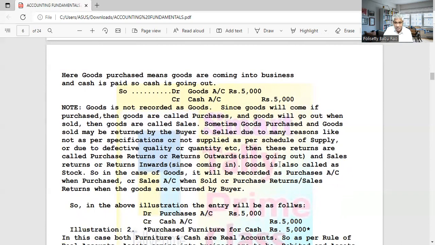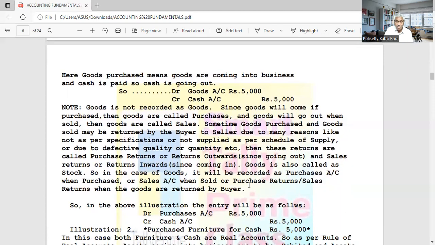And these returns are called by another name. Purchase returns means when you purchase goods, we are returning them back to the supplier. So returns are going out, that is, goods are going out. They are also called purchase returns, and they are also called returns outwards, because the returns are going out of the business. That's why they are also called purchase returns or returns outwards.